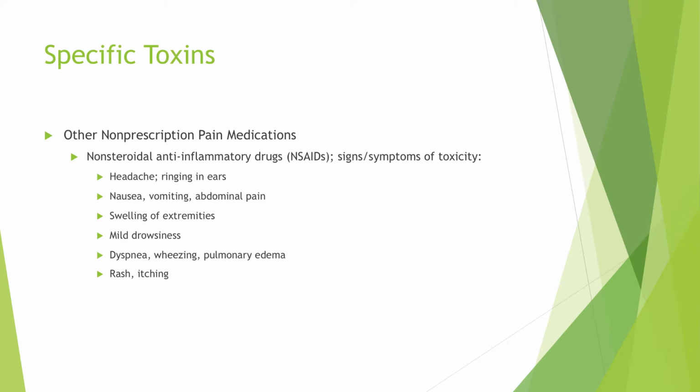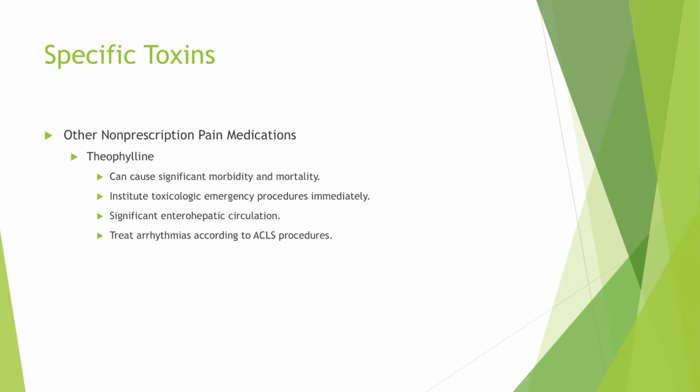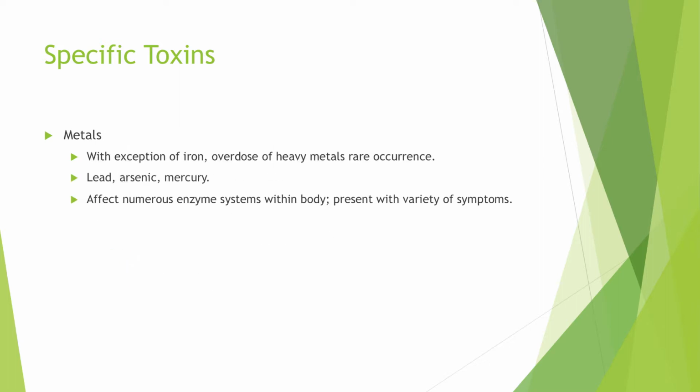Nausea and vomiting, abdominal pain because it's rough on your GI tract. Some swelling in extremities, mild drowsiness, rash and itching if you get too much on board and become more toxic and get some allergic response to it. And then it gets down to the point where you actually have wheezing. If we start having some of those, we may actually go into pulmonary edema from some of that. Okay, we're going to skip some of this, theophylline. You don't see some of that so much anymore.